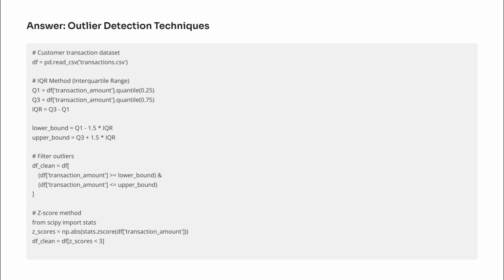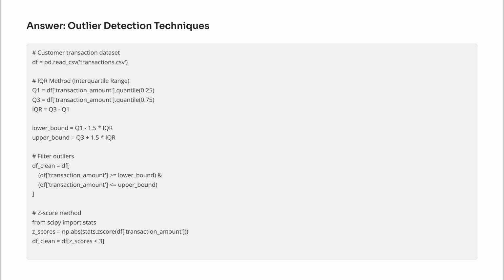So, in the code, instead of thinking in symbols, think of it like this. Load the transaction data. Calculate the lower and upper cutoffs based on spread. Keep only the rows that fall between those two limits. And that's it, the dataset is now filtered and clean. Next, there's the z-score method. This one measures how far each value is from the mean. If something is more than 3 standard deviations away, that's a strong signal it's an outlier. We can flag or remove those values depending on the project.